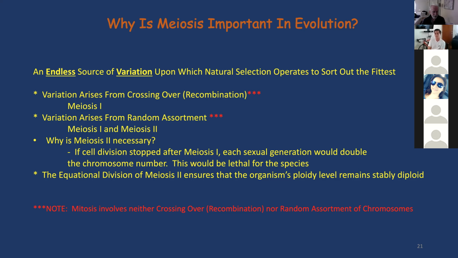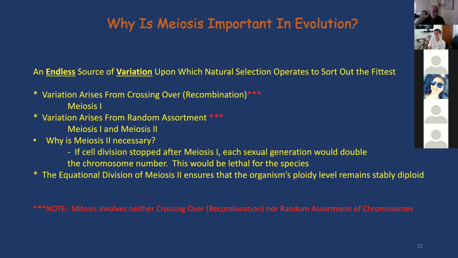But why do we need 2 meiotic divisions? Why is meiosis 2 necessary? Well, if cell division stopped after meiosis 1, each sexual generation would double the chromosome number. As generations went on, the number of chromosomes would become immense, and that would be lethal. That's why we have the equational division in meiosis 2, to ensure that the organism's ploidy level after fertilization remains a stable diploid.